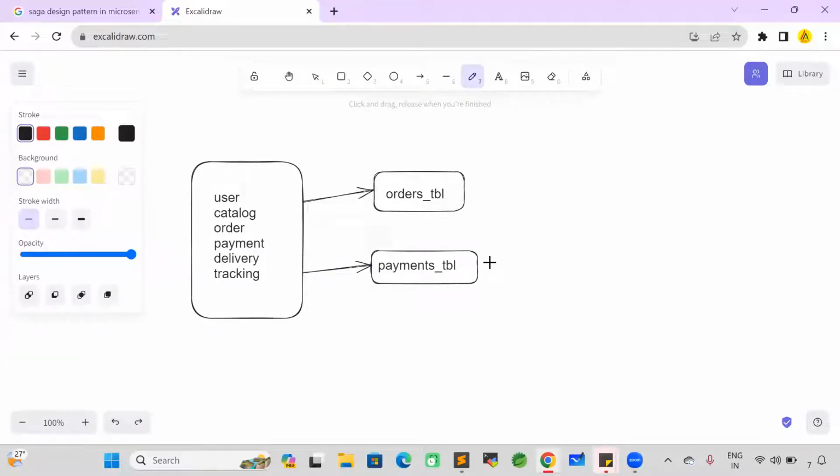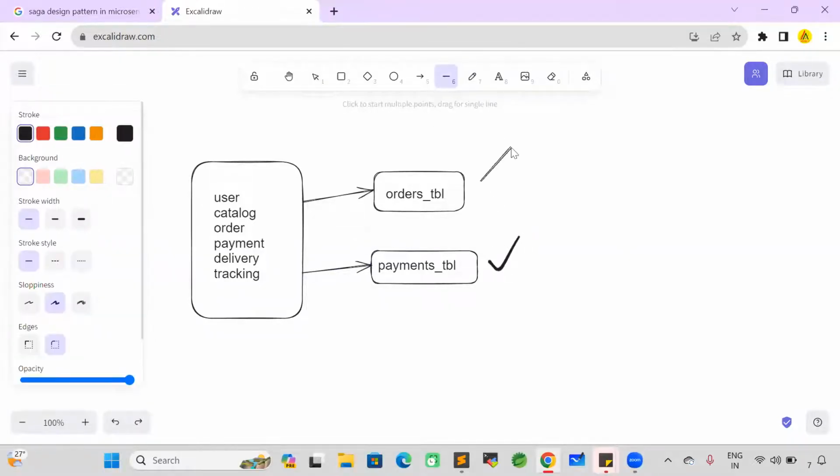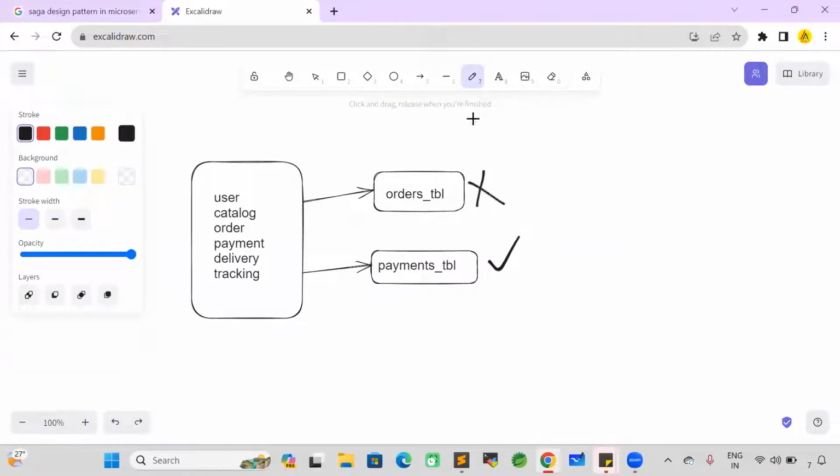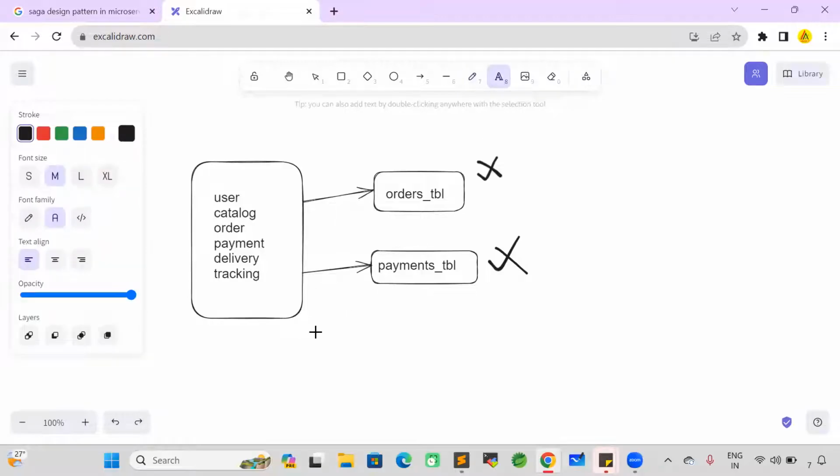If the payment is successful, then the order will be successful. If the payment fails, then the order will be deleted. So this kind of transaction we can easily manage when our application is developed using monolithic architecture. Because if the payment is a success, then we commit the order, and if the payment fails, then we roll back the order, because both the tables are available in the single database.